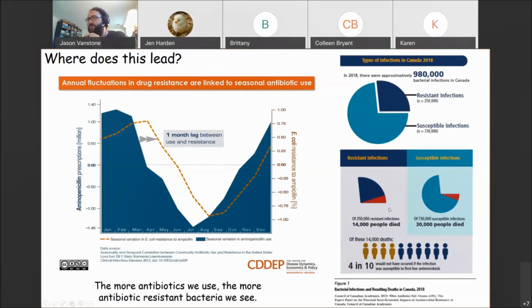Of those resistant infections, so of those 250,000 infections, 14,000 people died. And of those 14,000 deaths, 40% of them would not have occurred if the infection was susceptible to first-line antibiotics. So you can see that this is not something that is inconsequential to people. Antibiotic resistance is a real thing that we are dealing with, and it kills people every year. And it is somewhat unnecessary to have the numbers that high. If we're doing a better job of using antibiotics appropriately and seeing less resistance, we should see fewer people dying from antibiotic-resistant infections.